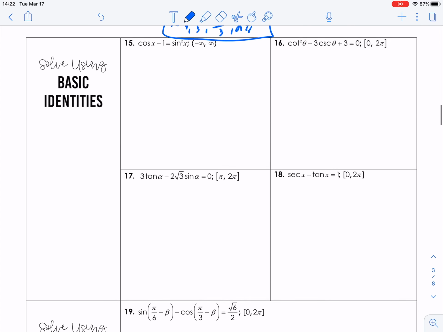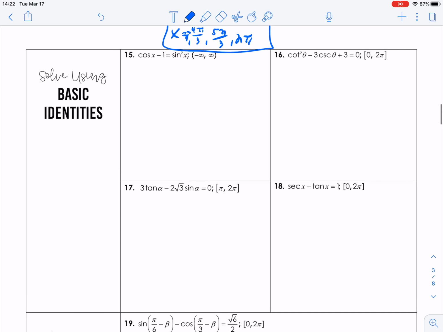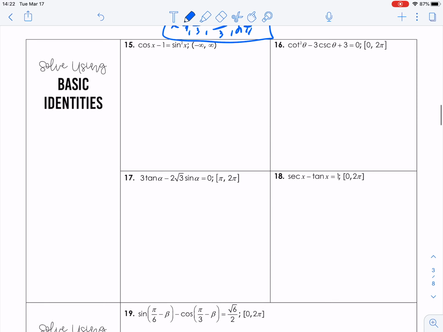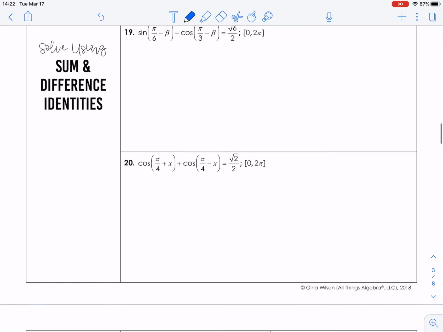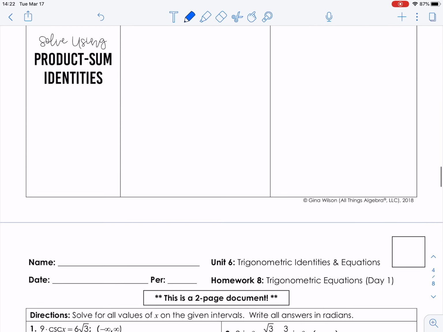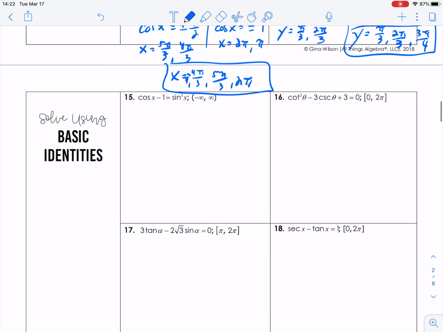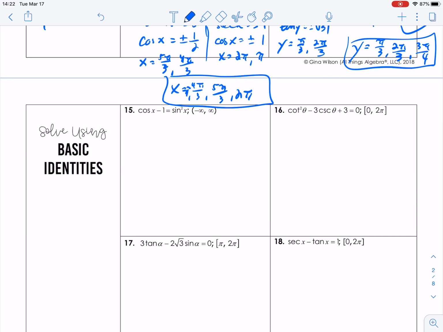Now we're going to use basic identities. I'm just going to do the odd ones. So basic identities. We can't have cosine of x and sine squared of x, so let's change one of those to cosine or the other to sine. Since cosine of x isn't squared, we're going to have to change sine squared x.